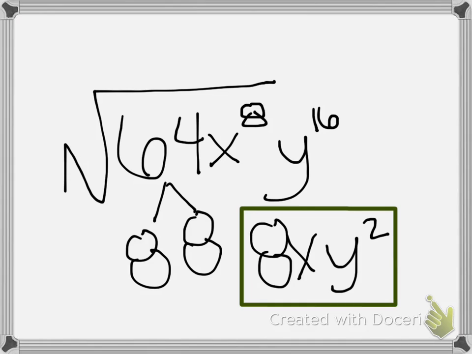For example, when you have the equation the square root of 64 x to the 8th power, y to the 16th power, break it down. 64 goes into 8 and 8. X to the 8th power divided by 8 is 1. Y to the 16th power divided by the square root of 8 is 2, leaving you with 8x y squared.